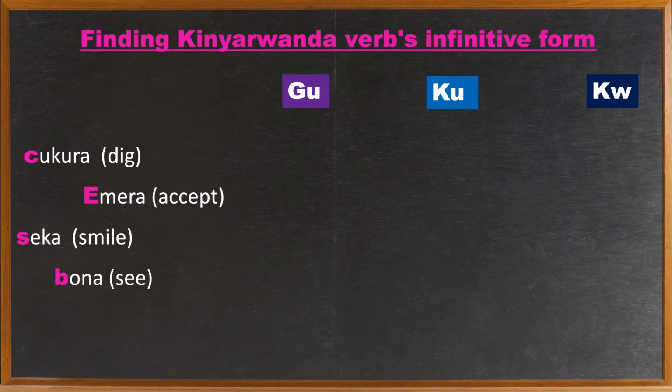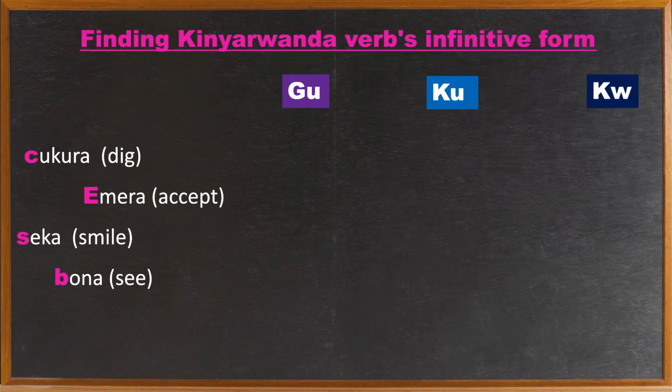So my question to you is, would you be able to tell which verb is a gu verb or which verb is a ku or kw verb? Just take your time and look and tell me if you'd be able to do that. I bet it is impossible for you to do that unless you are a native Kinyarwanda speaker. However, the good news is that at the end of this lesson, you will be able to tell and distinguish these verbs and map them correctly in their corresponding category.